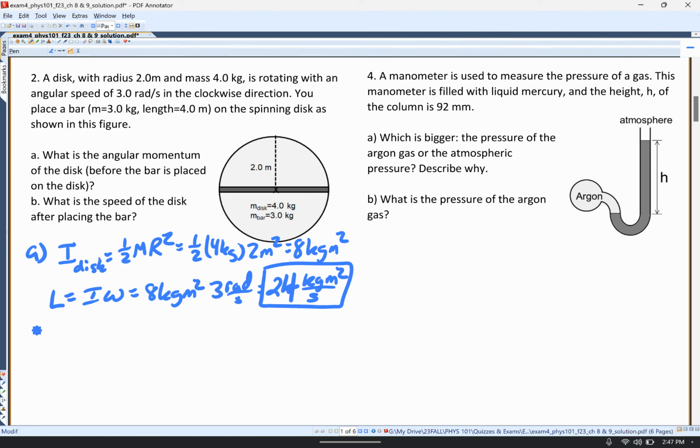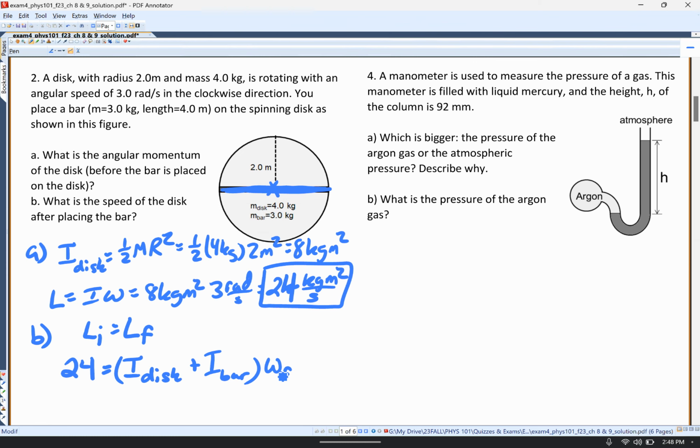And then you put this bar onto the disk, and it starts spinning along with the disk. They come together and start spinning at the same rate. And I want to know what the speed of the disk is after I place that bar. So I say Li is equal to Lf. Li is equal to 24. And so that's going to equal the final angular momentum, which is going to be I of the disk plus I of the bar times this final angular speed.